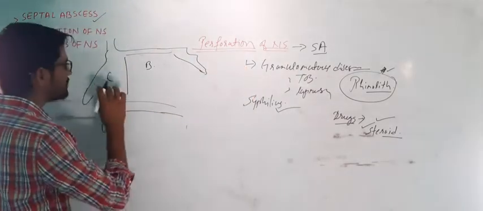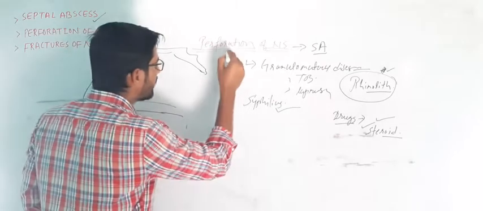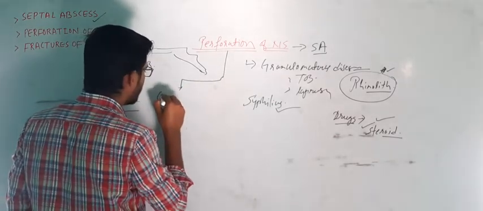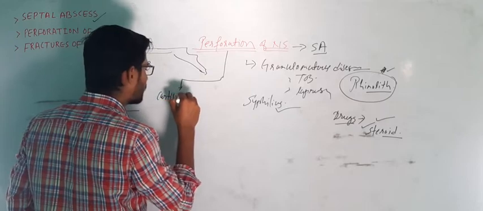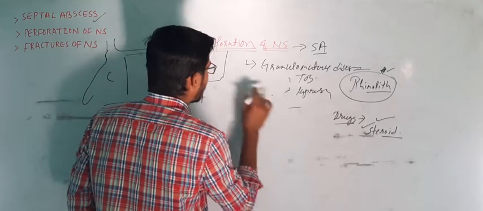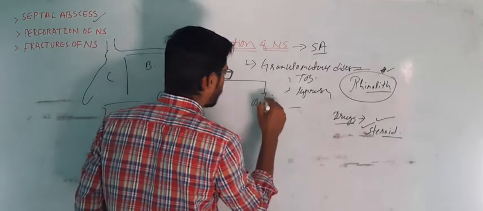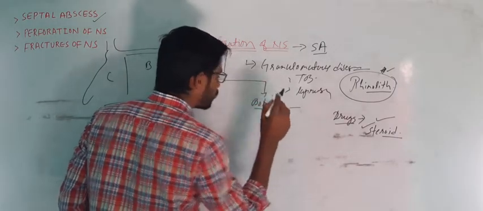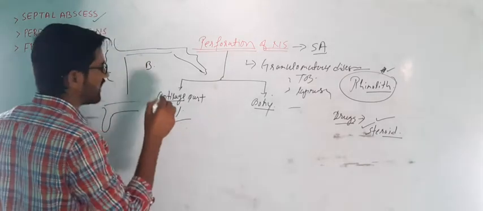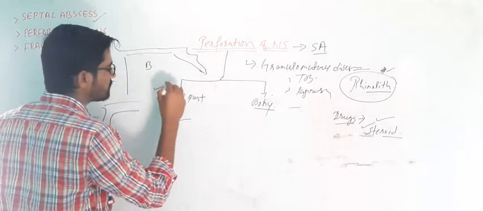You know this is the cartilage part and this is the bony part, right? So can I divide it into two parts? One is the perforation in the cartilage part, and second is the perforation in the bony part. Maximum perforations, 90%, occur in the cartilage part only.